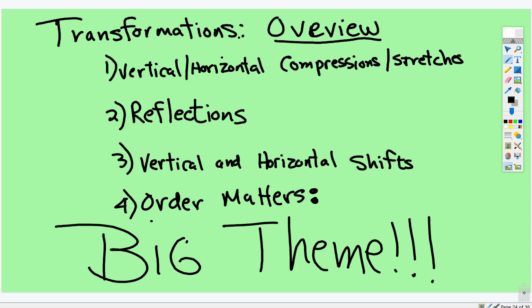Okay, now we're going to tackle transformations. First, I want to give you a general overview. When you're performing transformations, you first want to take care of any vertical or horizontal compressions and stretches, then take care of the reflections, and finally take care of the vertical and horizontal shifts. The order does matter, or you could end up in an incorrect location. This is a big theme in Algebra 2, pre-calculus, and even in calculus when things get moved. So make sure you have a clear understanding.